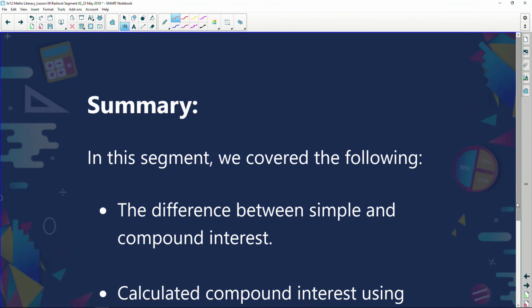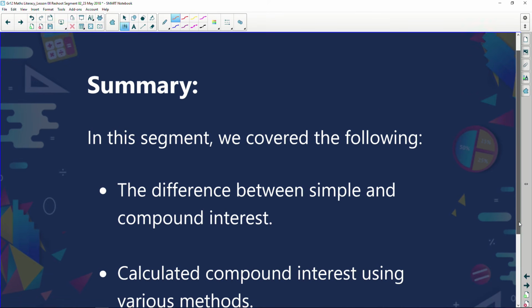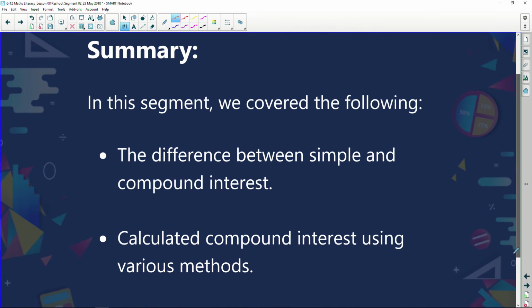But the important thing to remember is that compound interest is calculated on your current balance, not on the amount that was borrowed. Okay, folk, let's just sum this up quickly, and then we'll take a quick break. So in this segment, we covered the following. We looked at the difference between simple and compound interest, and we've calculated compound interest using various methods. All right, let's take a break, and I'll see you shortly thereafter.